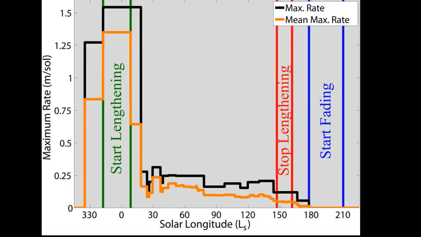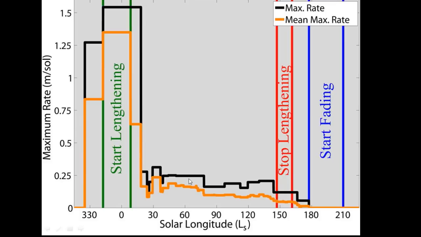This is another hard plot. We've got some biases in the beginning and the end of this. This is the maximum lengthening rate that we're seeing with these. So we're seeing a pretty constant lengthening rate in here of about 0.2 meters per sol. That's how fast they're moving.